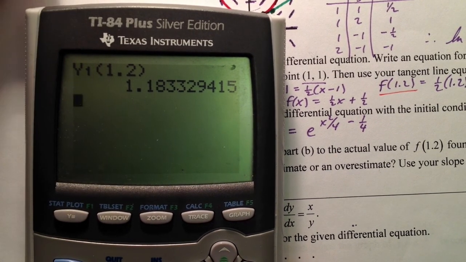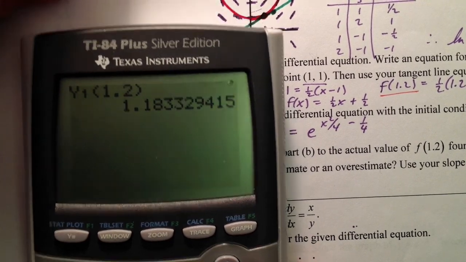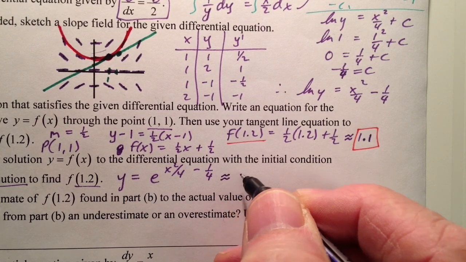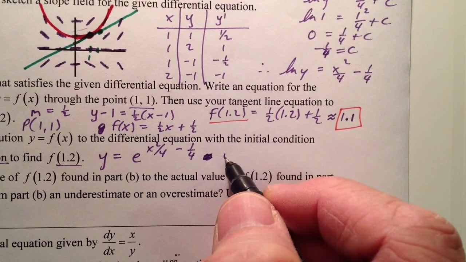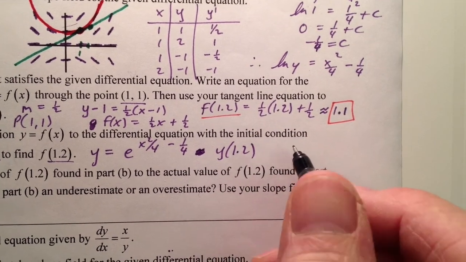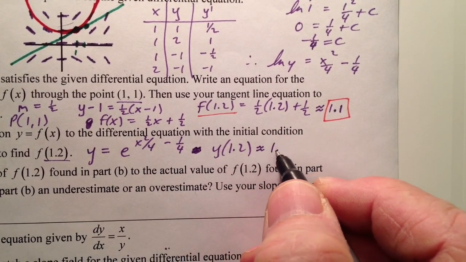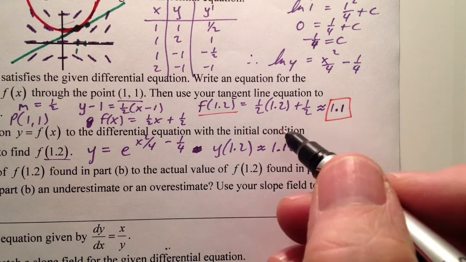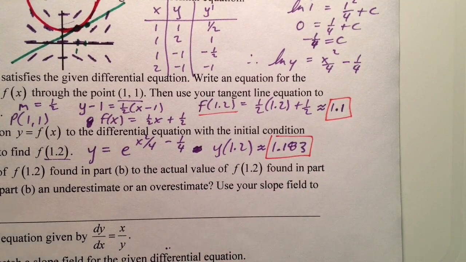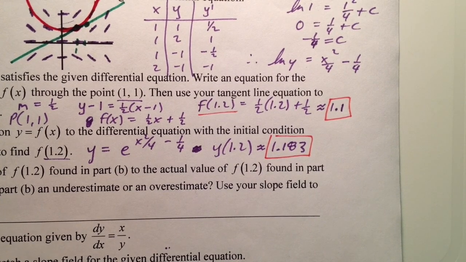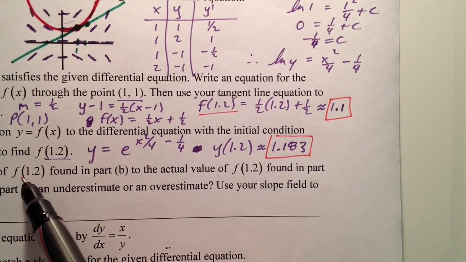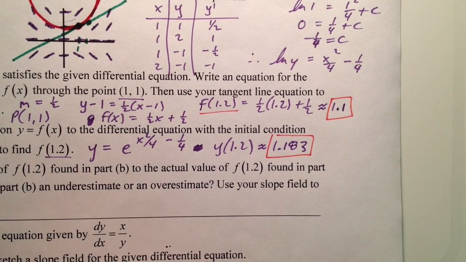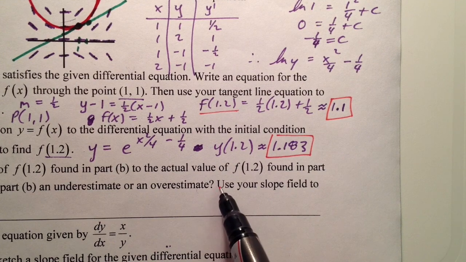Okay, so let's just confirm the fact that hopefully after saying all that, our approximation will be lower than what we actually get. And we do actually get a value that's a little bit higher than the 1.1. Nevertheless, it is higher in 1.183. Okay, so we have, oops, that's not what we want. We want y at 1.2 is approximately equal to 1.183, and so there's our actual value at 1.2, and we compared our estimate found in part B to the actual value. We saw that it's higher. Was your estimate for part B an underestimate or overestimate? We already talked about that.